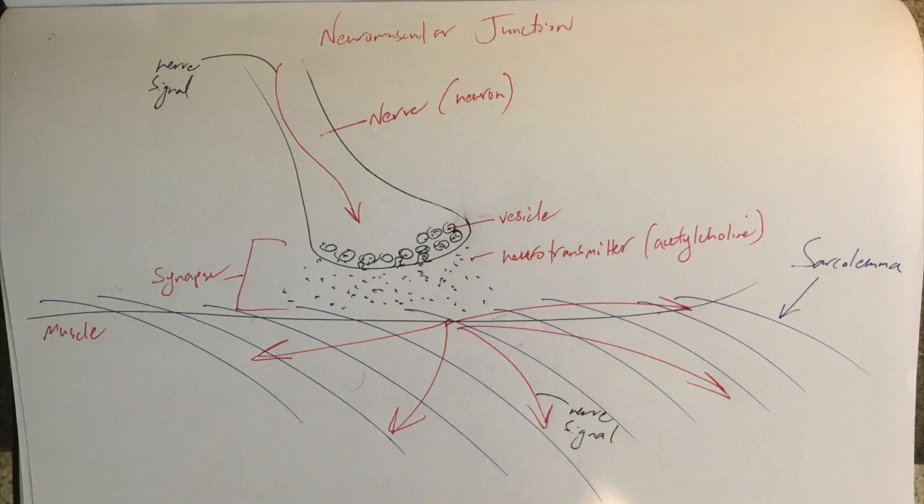Nervous impulse gets here. See these little bubbles? Those are called vesicles. They contain the neurotransmitter. Those bubbles are releasing acetylcholine onto the muscle fiber. But do you see that little white sheath that wraps around the muscle fiber? That's the sarcolemma. The sarcolemma gets stimulated and it sends an impulse all over the muscle at the same time.